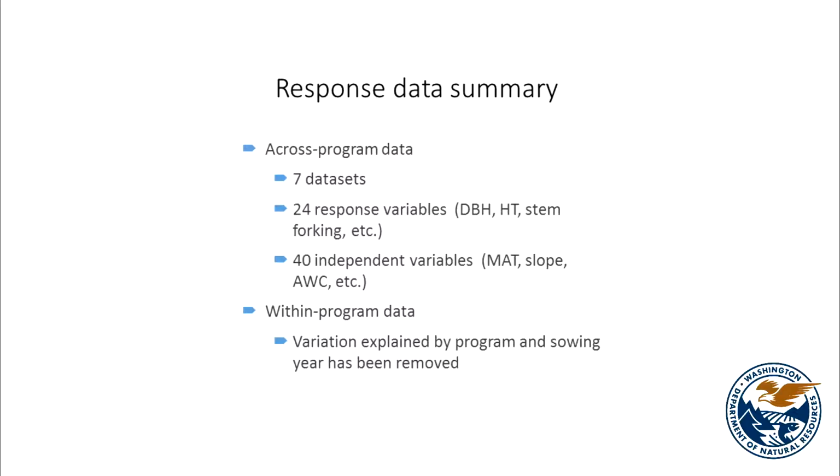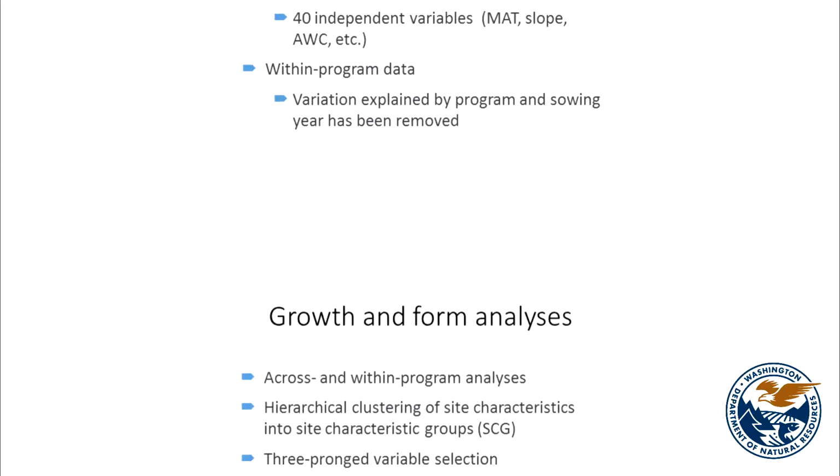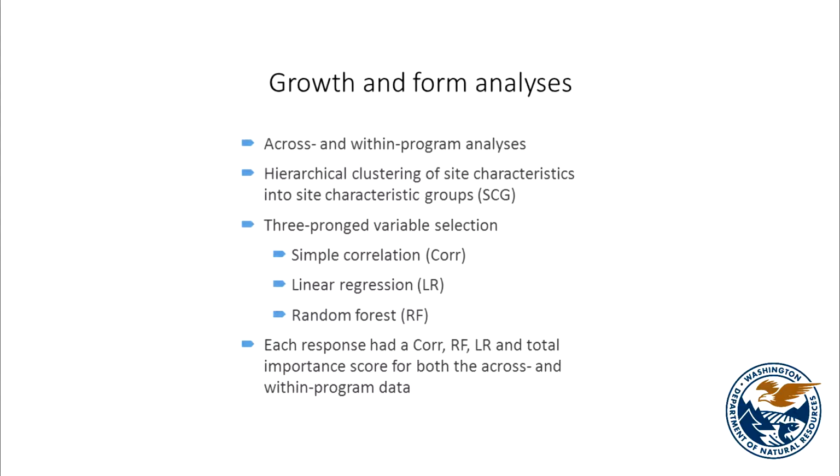And then because we want to try to remove the genetic differences across the landscape, what we did was take this across-program data set and make a within-program data set. And so we removed the variation that could be explained by the program and the sowing year. We took both the across and the within-program data sets and we performed a few different analyses on them.